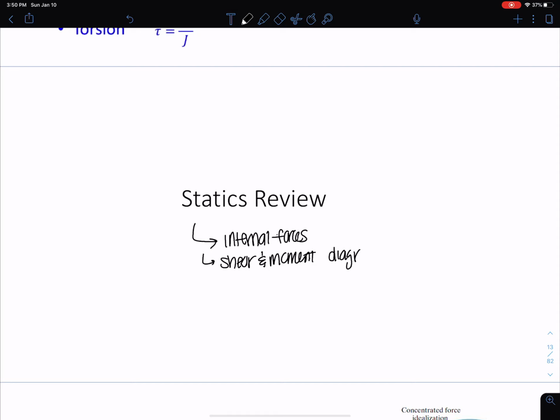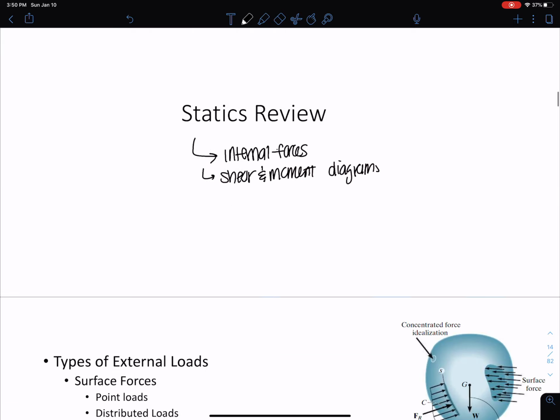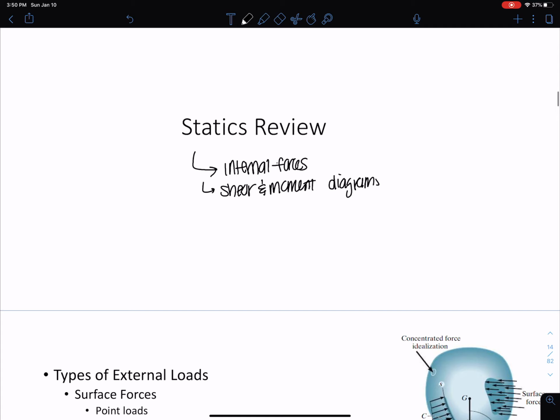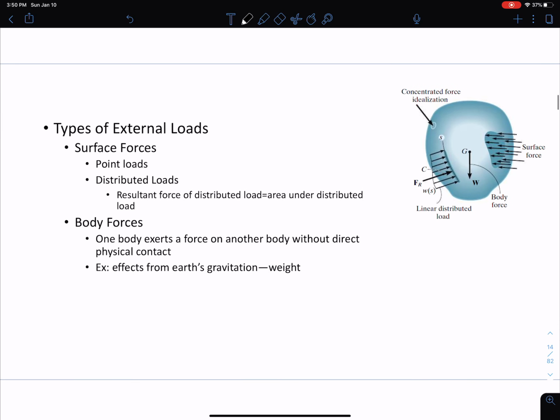I do have a review up on Canvas titled Shear and Moment Review. It's a very detailed review, so I suggest that you go ahead and make sure you can solve all those problems, okay? Because this class has to pick up where that class left off. If you can't do the statics, you can't do the mechanics of materials, okay? So this is probably one of the only times I'm going to be reviewing statics. After that, I'm probably going to go through the statics a little bit quicker so that we can focus more on materials, okay?